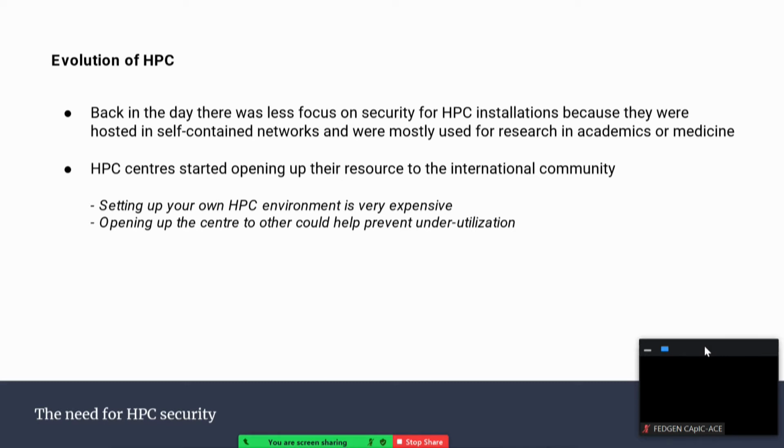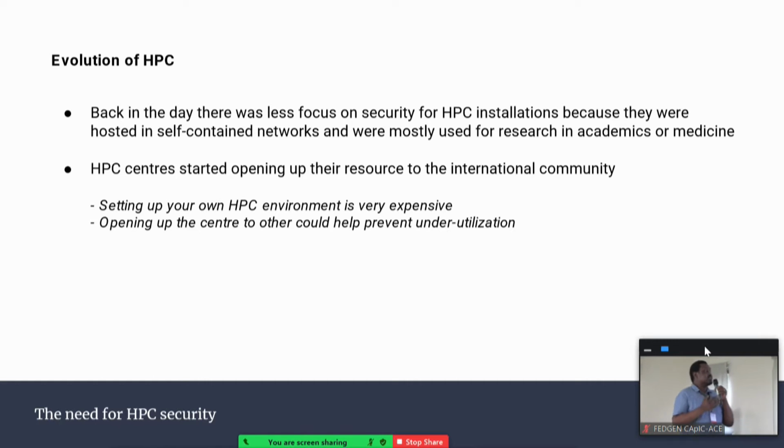For HPC centers, you can't have that if it's on-premise and it has no connection to the outside. That means that anybody who wants to work on those nodes has to be inside the center by themselves. They have to go there physically. That also means that there will be a lot of resources that are going to be underutilized.